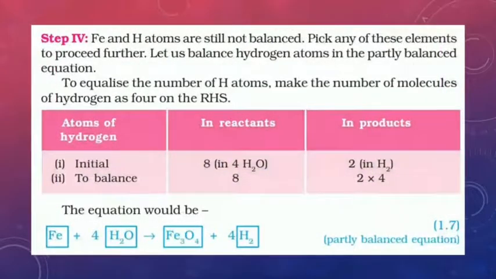In step 4, Fe and H atoms are still not balanced. Pick any of these elements to proceed further. Let us balance hydrogen atoms in the partly balanced equation. To equalize the number of hydrogen atoms, make the number of molecules of hydrogen as 4 on the right hand side. Here we can see that there are just 2 atoms on the product side and 8 atoms on the reactant side. So to balance them, we will multiply 4 on the right hand side. So we will get an equal number of hydrogen atoms on both the sides. The equation now would be Fe plus 4H2O gives us Fe3O4 plus 4H2.